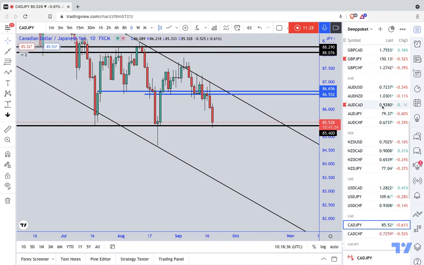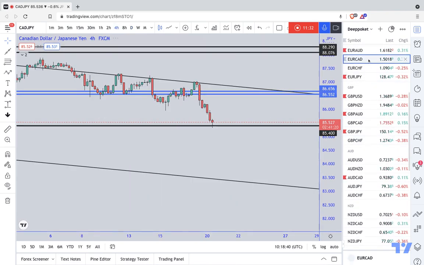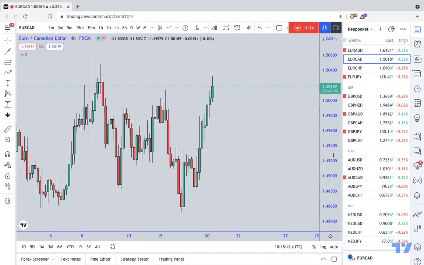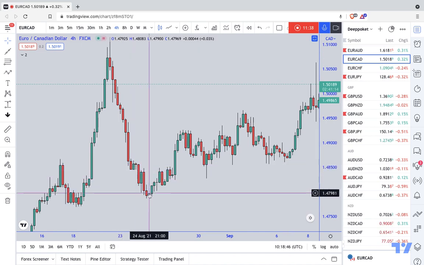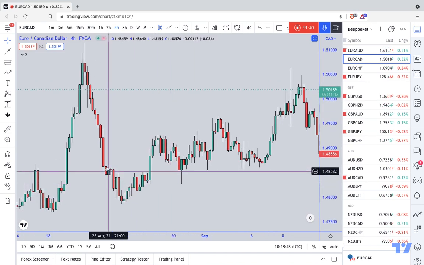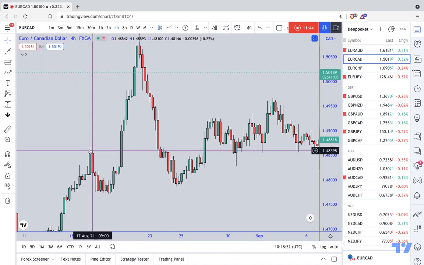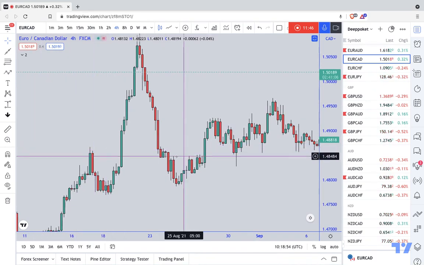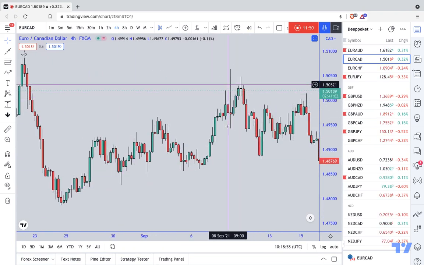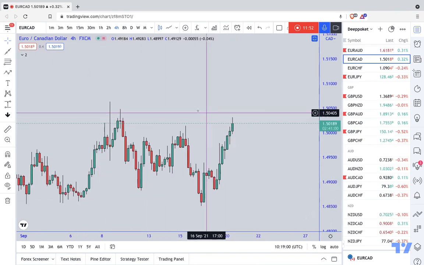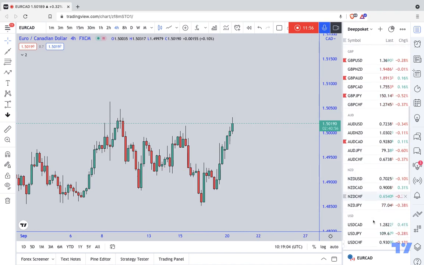I think what's left is EuroCAD, long. EuroCAD long, I think we entered right around here. We went into a slight loss because we entered somewhere just around here. I expected this support to hold. We entered here, went into a loss a bit, and the market rallied up, and I expect this one to go higher as well. I just think the CAD is a bit weak at this point.